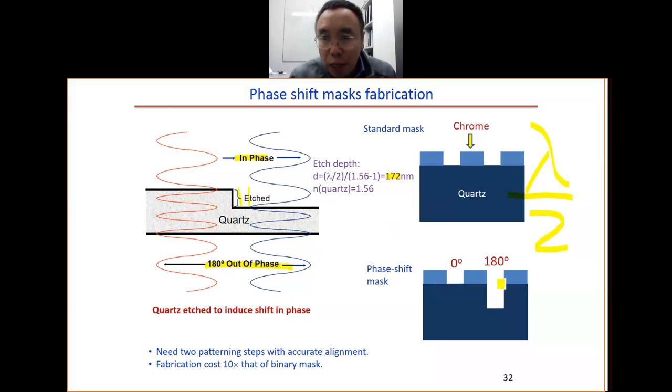So here is the schematic. This part, the glass is etched. This part is not etched. This way you get a 180-degree phase shift mask. Here we need 2 patterning steps. We need to first pattern this part, then pattern this part, with accurate alignment. As a result, the fabrication cost for the phase shift mask is 10 times that of the normal regular mask.